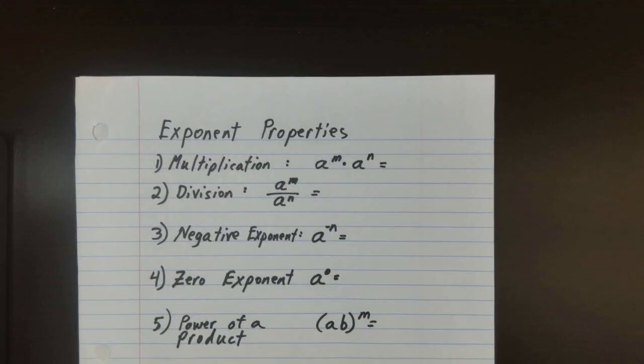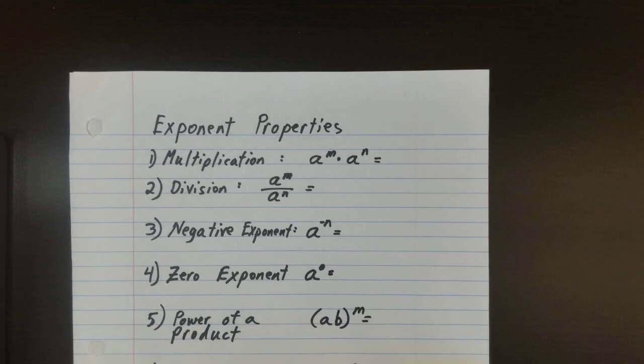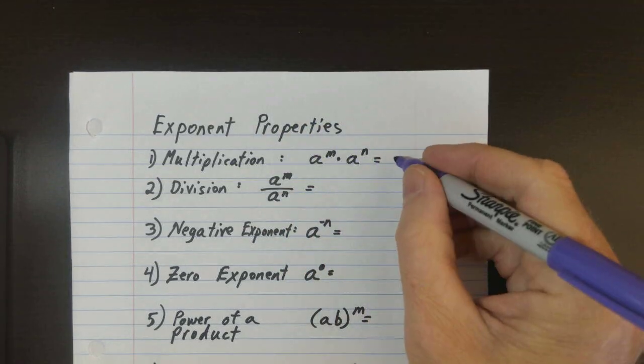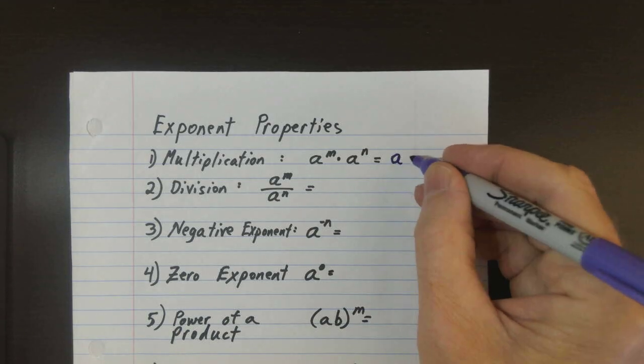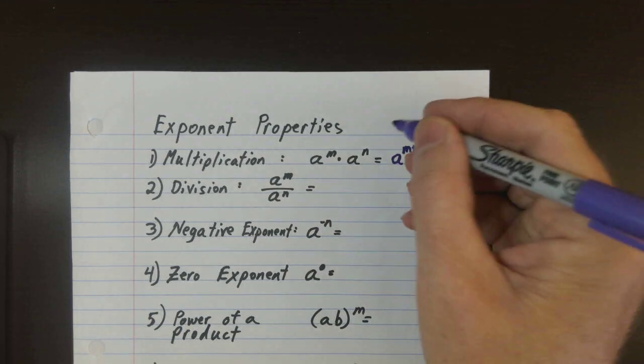Hi everyone, we are delving into exponents and simplifying, and let's first of all review all the properties that you've had in the past. First one, the multiplication property for exponents. A to the power of m times a to the power of n is a to the power of m plus n. We add the exponents.